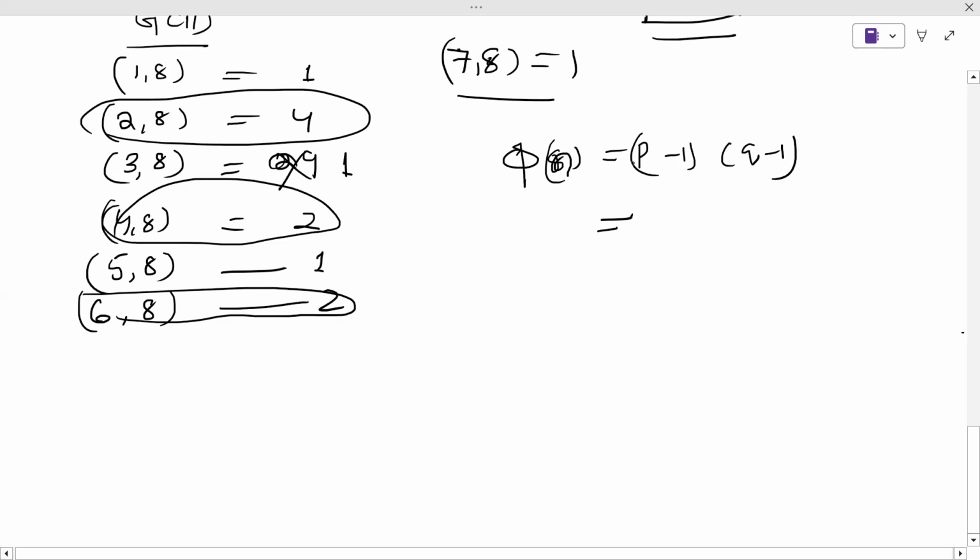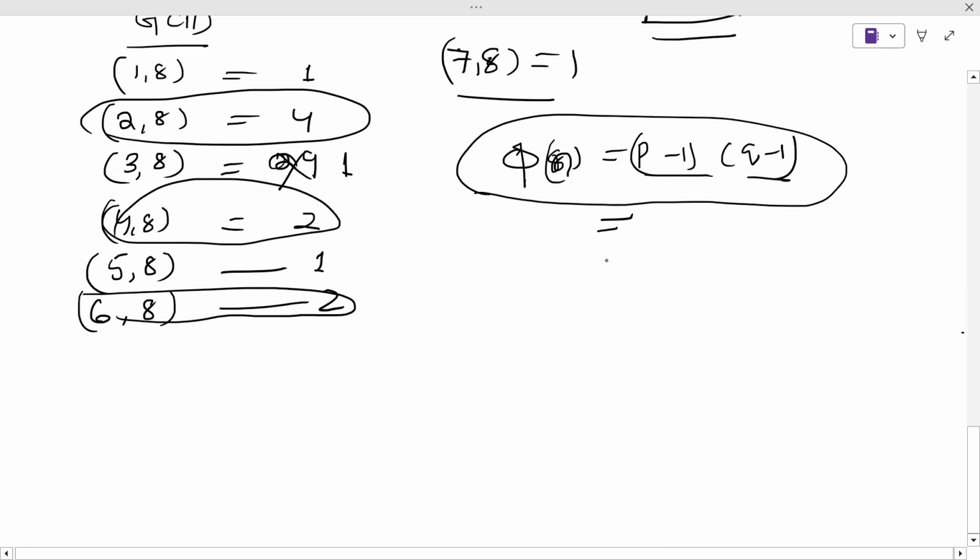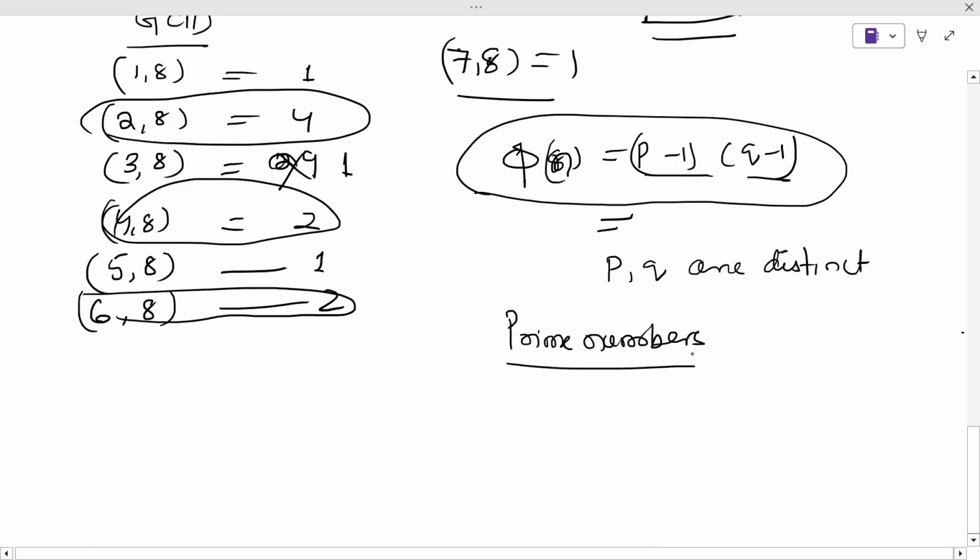Next, we have to discuss one formula here. We have composite. Phi n is equal to (p minus 1) and (q minus 1), where p and q are distinct prime numbers. Remember, they are distinct prime numbers.